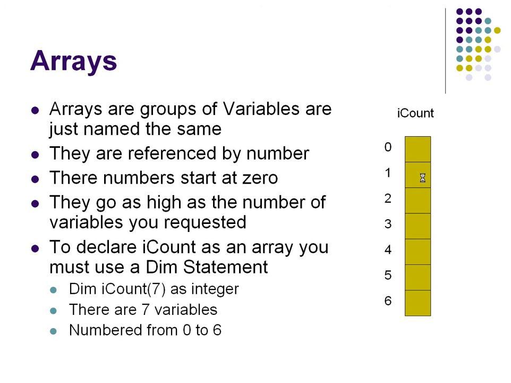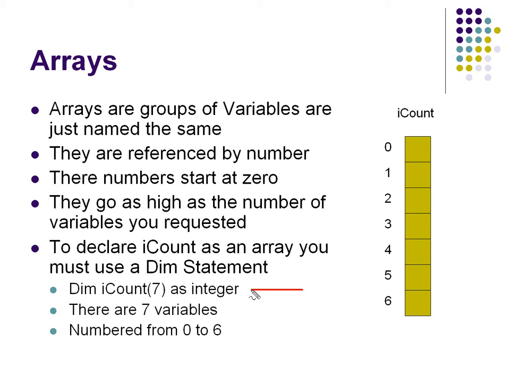And these are referenced by number. In other words, iCount 0 is the first one, iCount 1 is the second one, so on and so forth, up to iCount 6. It's what we call zero-based. It starts at 0, goes as high as whatever you requested. And to request the thing to be set up that way, you use a dim statement, as is shown right down in here. You see?